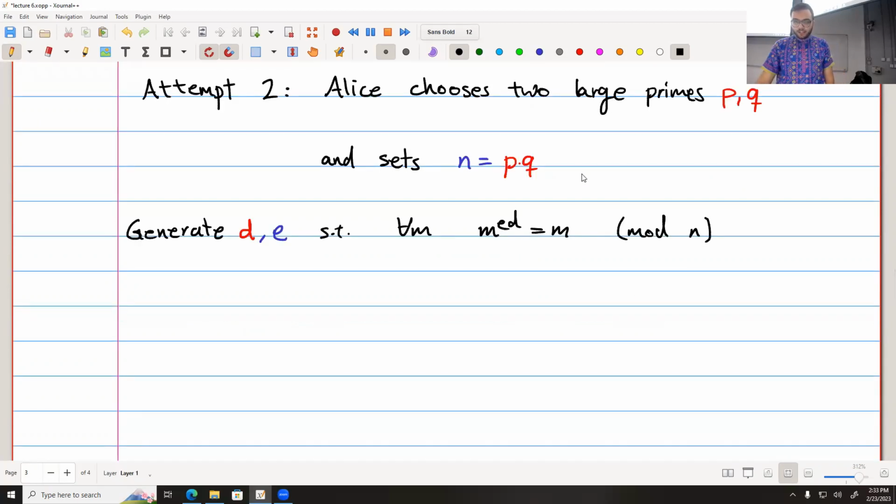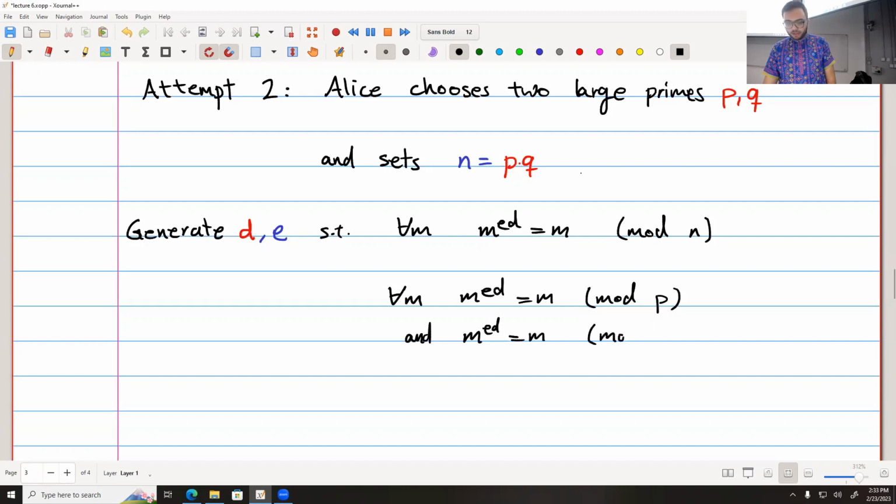So basically, what I need here is that I have to say for every message m, m to the power of ED is equal to m modulo p, and m to the power of ED is equal to m modulo q. And this is actually equivalent to the previous case. One side of it is trivial, the side that I just talked about. The other side is because of Chinese remainder theorem.